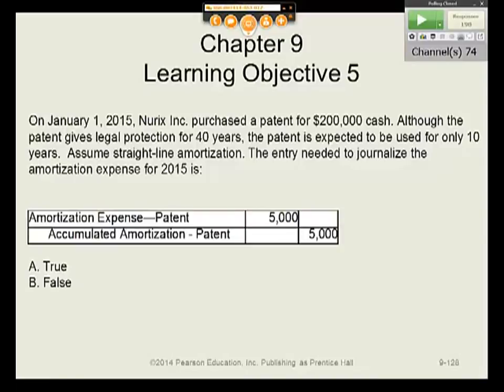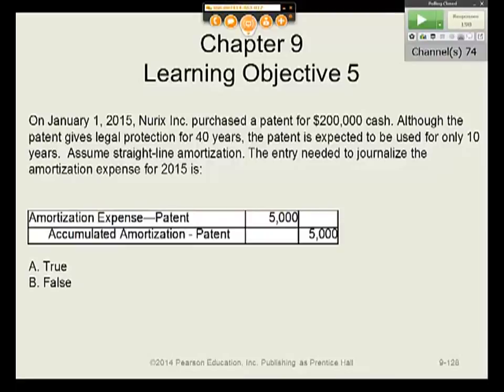The legal life should be 20 years, by the way. That comes from the publisher. So legal protection is about 20 years on a patent, but the economic life is only 10 years. And straight line amortization is used. What's the entry for journalizing?